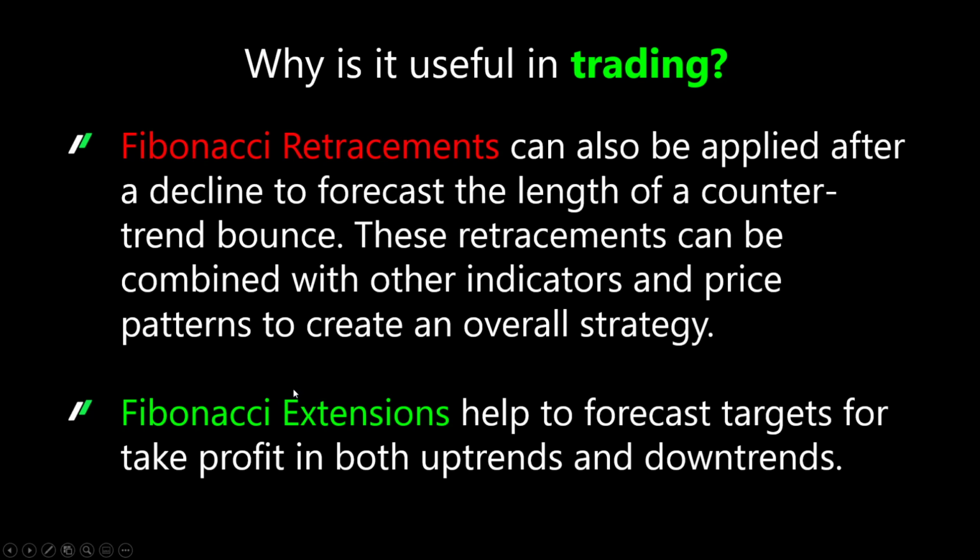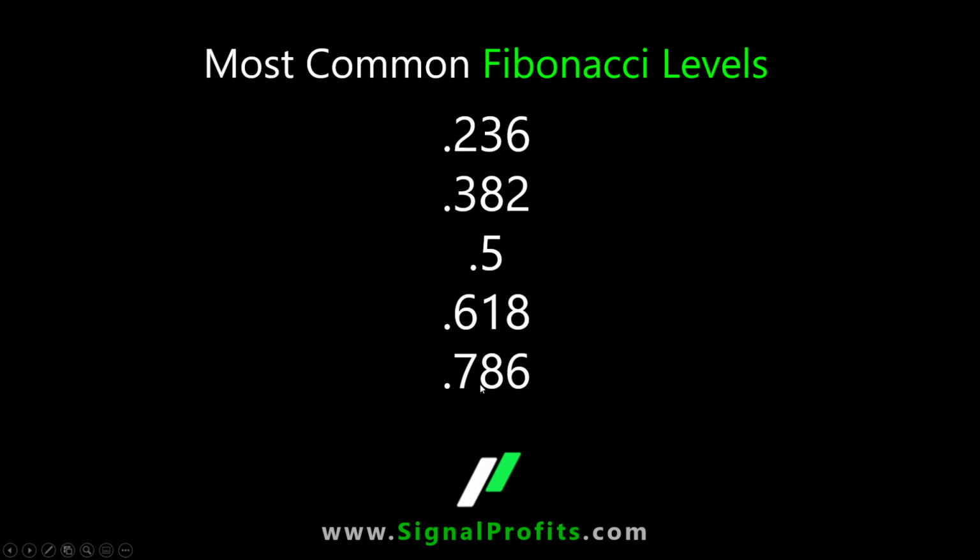And then the Fibonacci extensions help to forecast targets and take profit levels in both uptrends and downtrends, and we'll talk about that. So the most common Fibonacci levels are 23.6, 38.2, 50, 61.8, and 78.6.